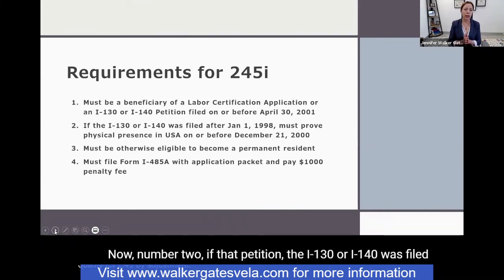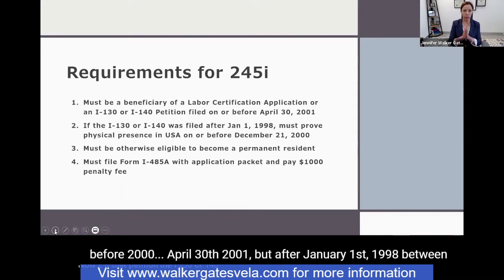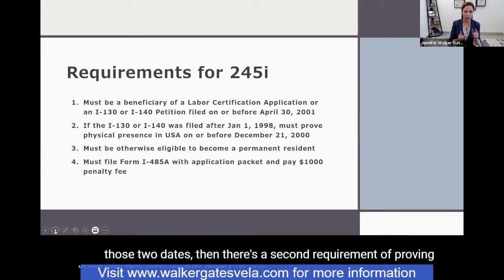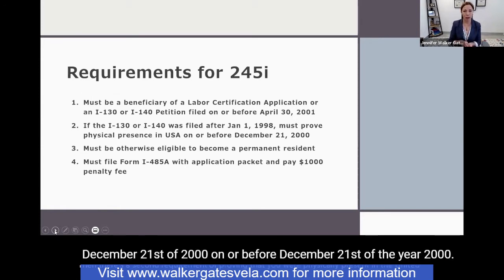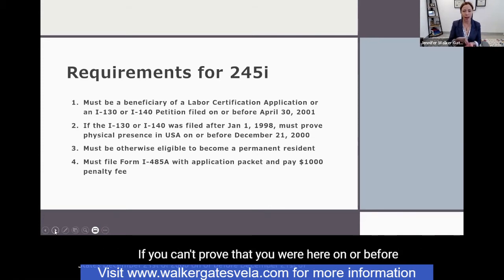Now, number two, if that petition, the I-130 or I-140, was filed before April 30th, 2001, but after January 1st of 1998, between those two dates, then there's a second requirement of proving that you were physically present in the United States on or before December 21st of the year 2000. If you can't prove that you were here on or before that date, then even if you have that old I-130, you're not going to qualify for 245I adjustment.